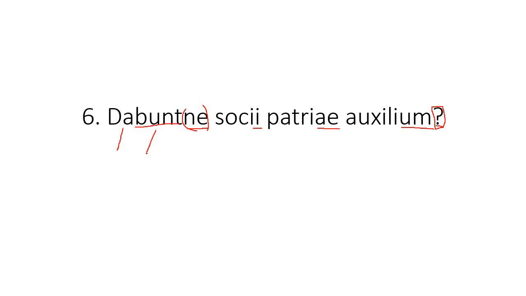Just make sure your translation at the end reflects that correctly. So "dabunt ne." "Bunt" is in which chart? Present, future, imperfect. It's a B. So we know it's not present tense, but it's got a U, not an A. That means it is future tense.